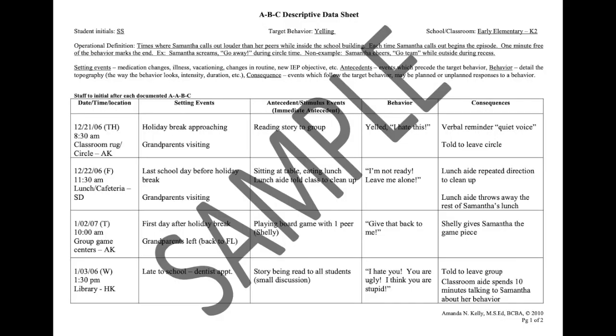Here is a sample ABC data sheet that I love because it's very concise and clear and contains a lot of great information. You can see the date and time, some setting events or other things that are happening around this time, and then clear descriptions of the antecedent, the behavior, and the consequence. I hope this gives you a good example of what a filled-in ABC data sheet might look like and the information that you could use on one at home for you and your loved ones.